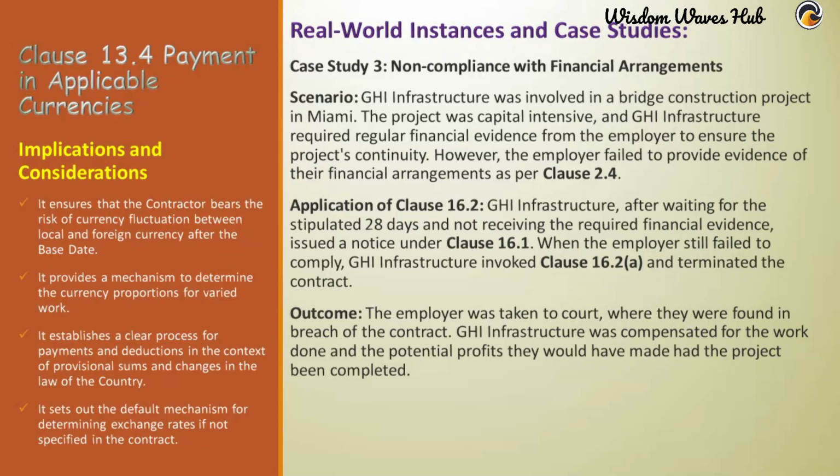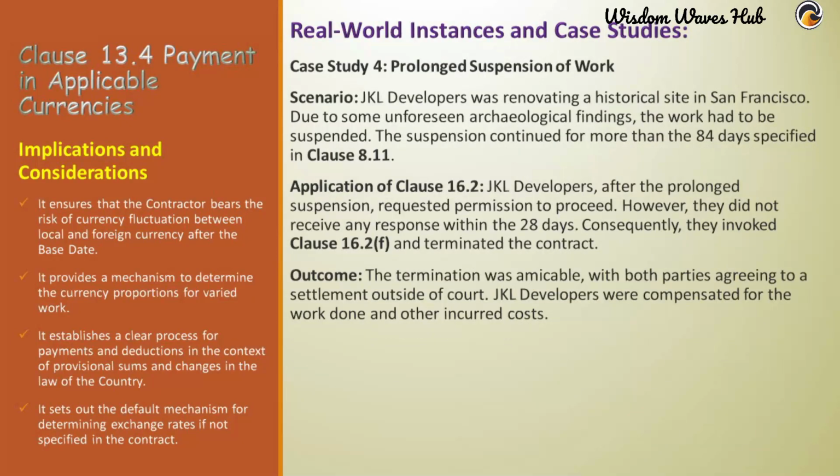Application of Clause 16.2. Guy Infrastructure, after waiting for the stipulated 28 days and not receiving the required financial evidence, issued a notice under Clause 16.1. When the employer still failed to comply, Guy Infrastructure invoked Clause 16.2a and terminated the contract. Outcome: the employer was taken to court, where they were found in breach of the contract. Guy Infrastructure was compensated for the work done and the potential profits they would have made had the project been completed. Case Study 4. Prolonged suspension of work.